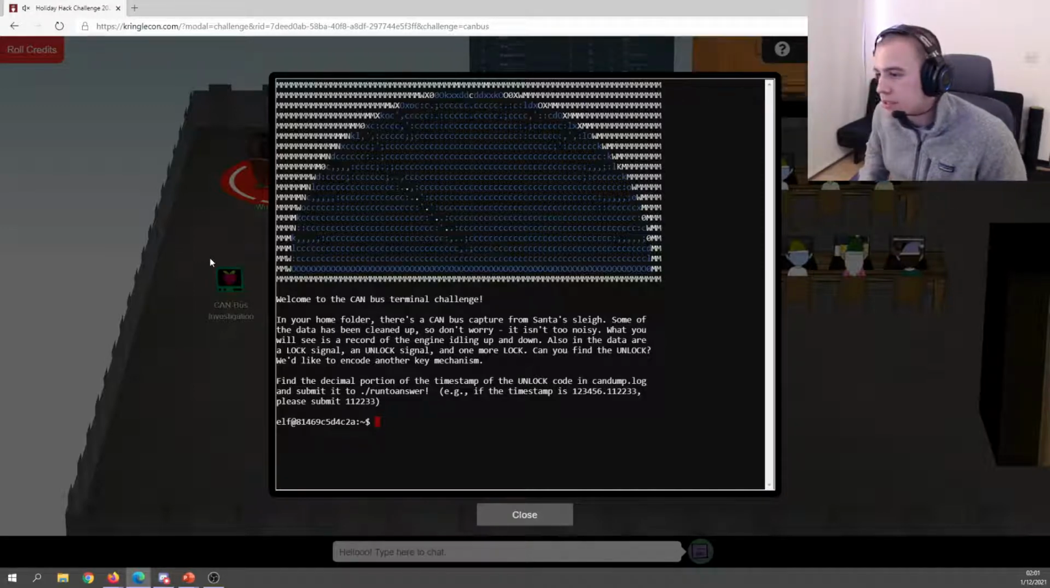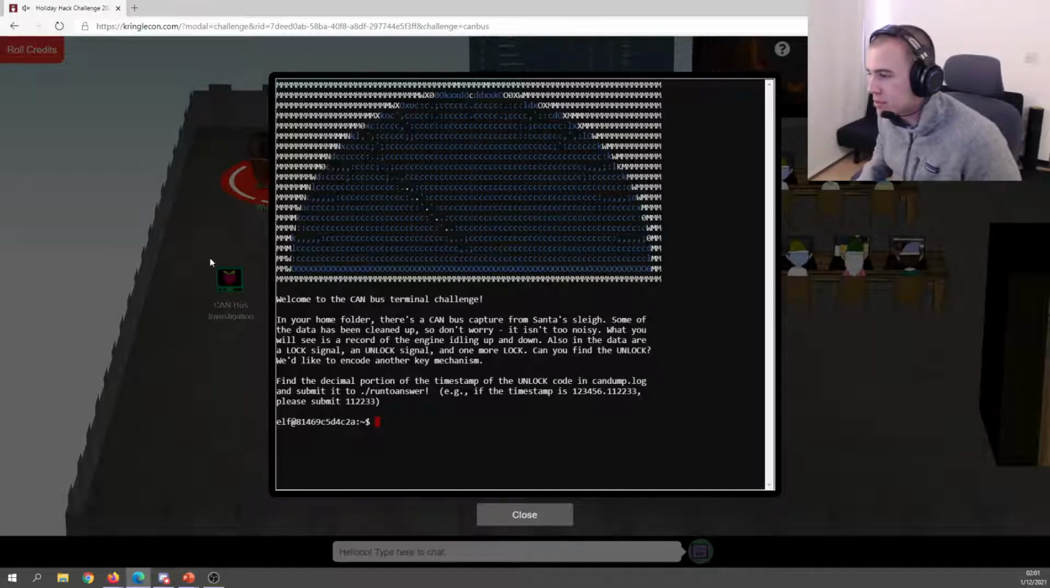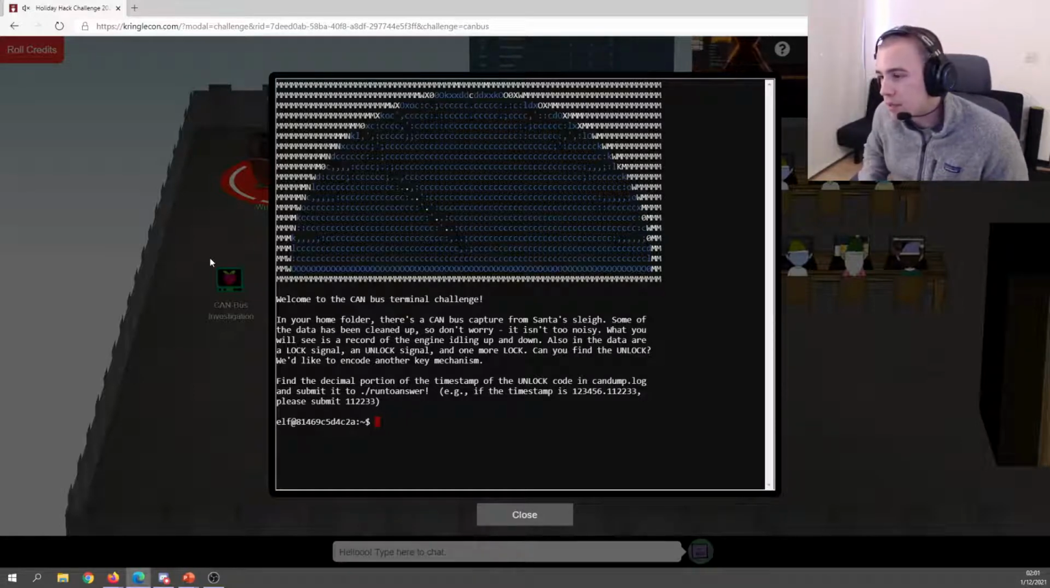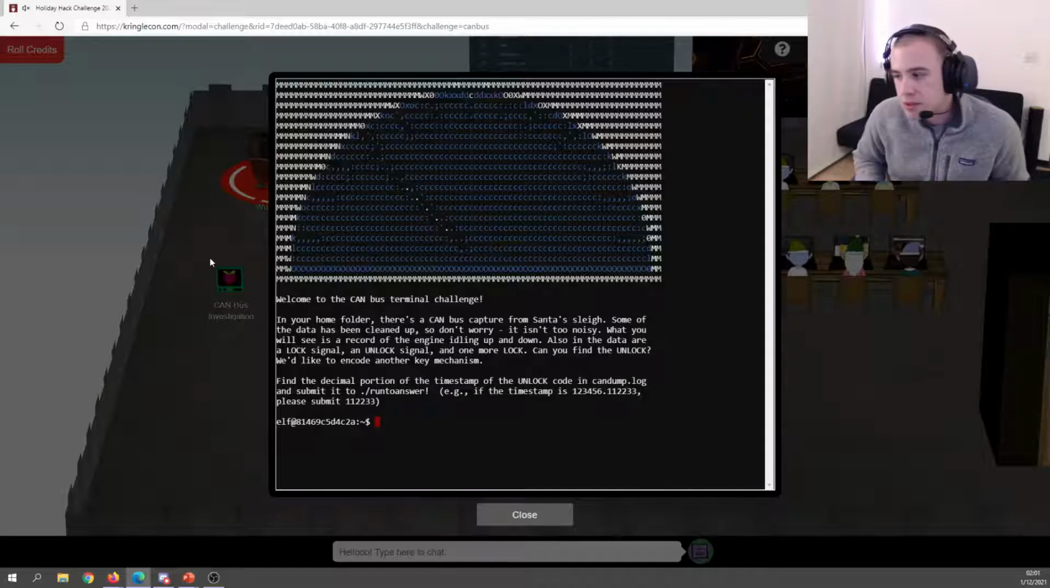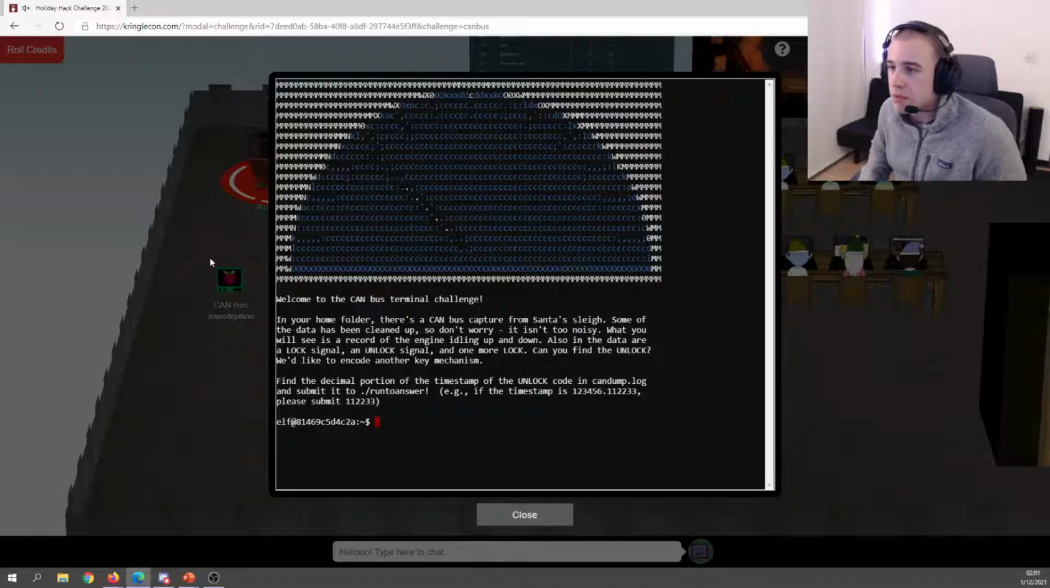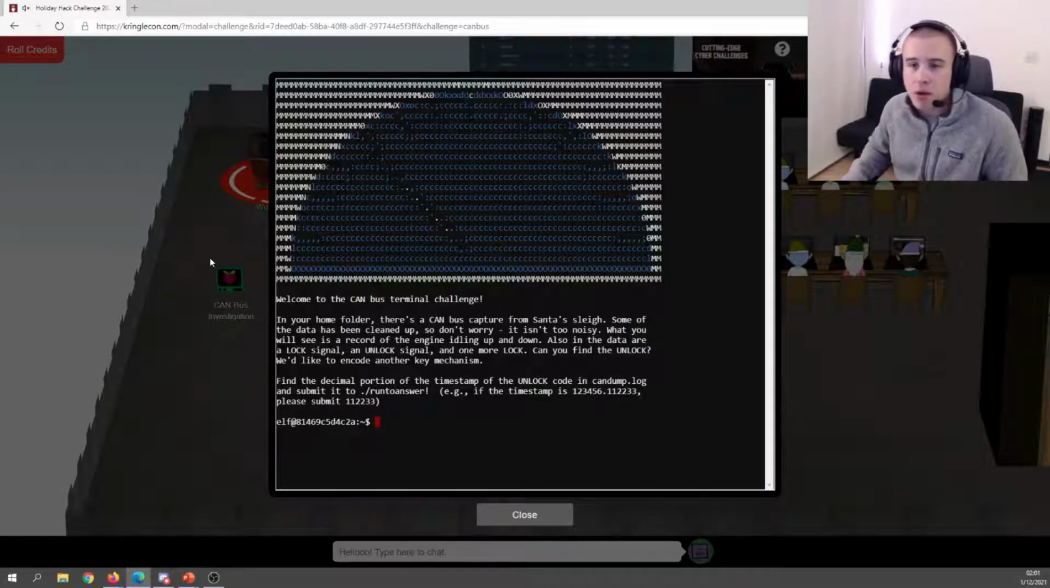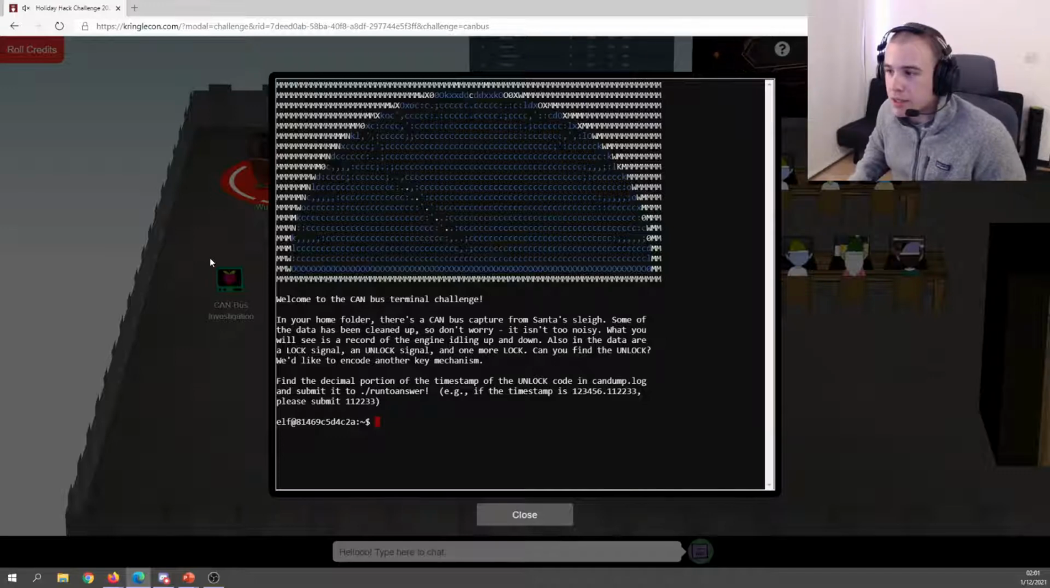Anyway, here it says in your home folder there's a CAN bus capture from Santa's sleigh. The data's been cleaned up, so it's not too noisy. When you're capturing from a car that's on and operating, there's a lot going on the bus at once and a lot of data to look at. But it looks like they cleaned it up, so there's not too much to deal with. You'll see a record of an engine idling up and down, and also in the data is a lock signal, an unlock signal, and then another lock signal.